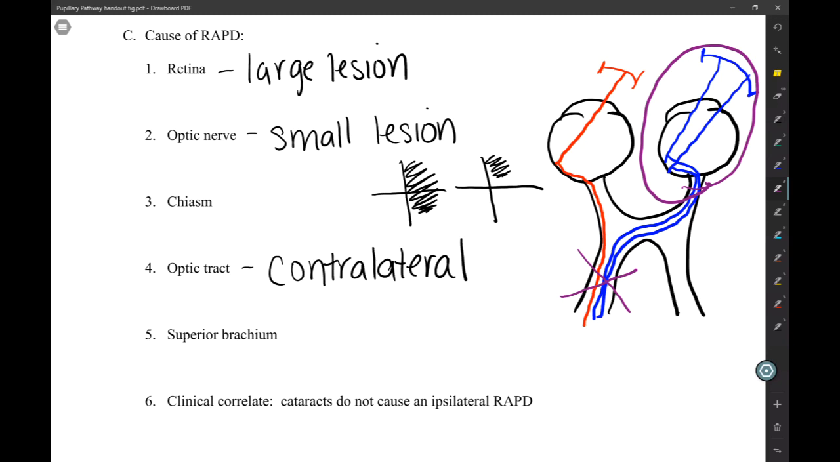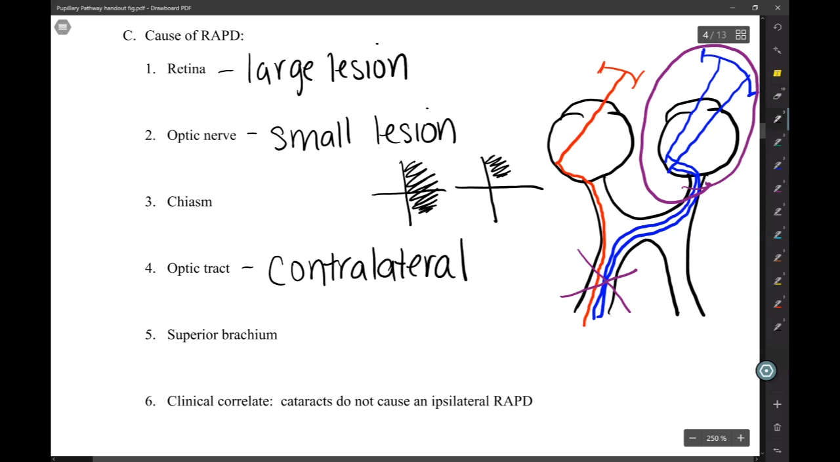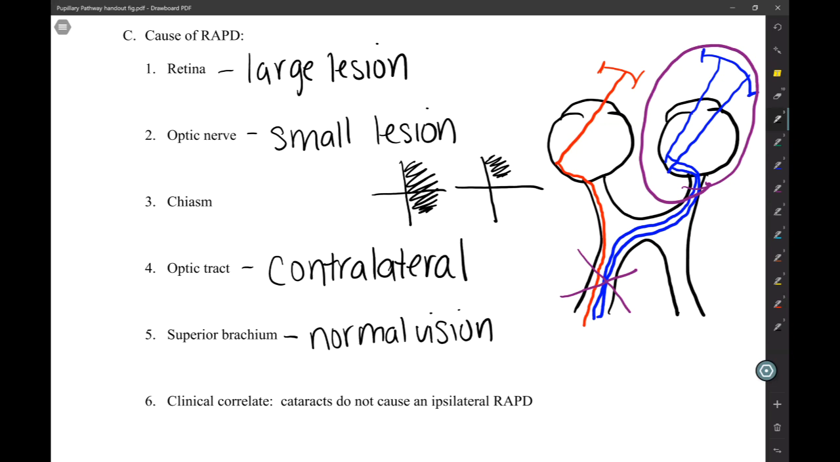You can get a relative afferent pupillary defect from the fibers in the brachium of the superior colliculus. This is one of the few places that you can get a relative afferent pupillary defect with normal vision. Remember that these fibers have left our visual pathway. And so a lesion of the superior brachium will cause a relative afferent pupillary defect, but will not affect the acuity or the visual field.